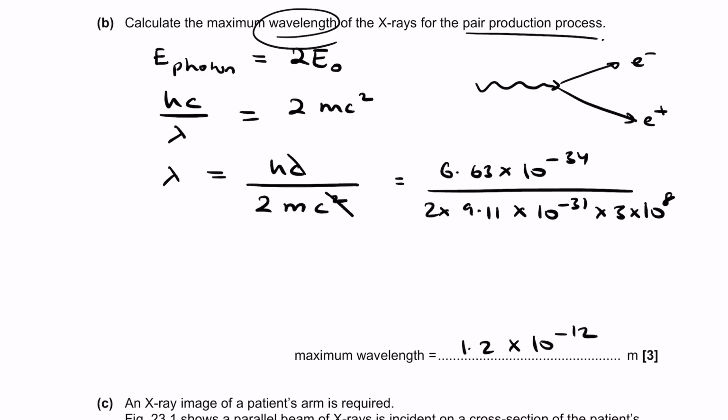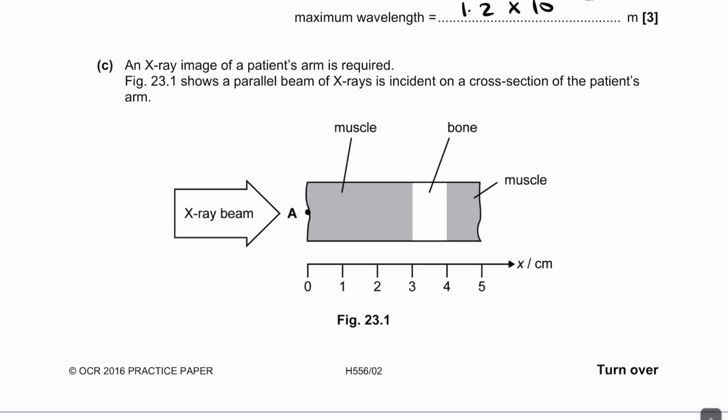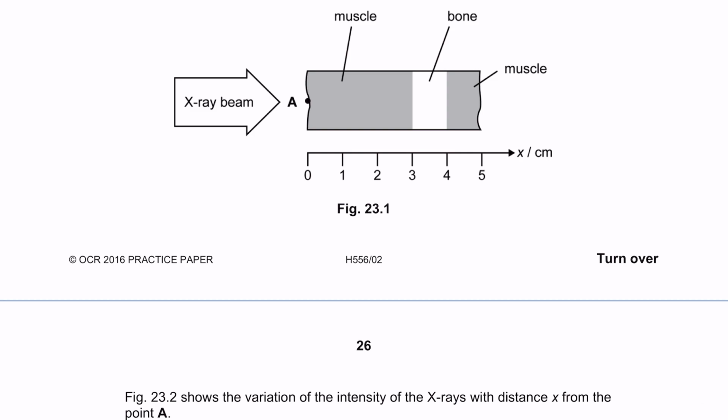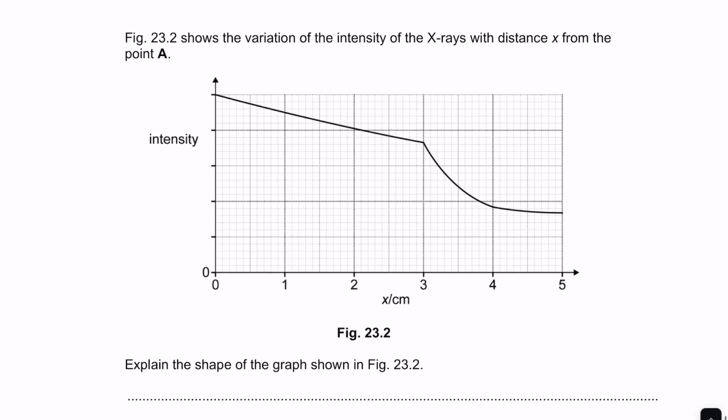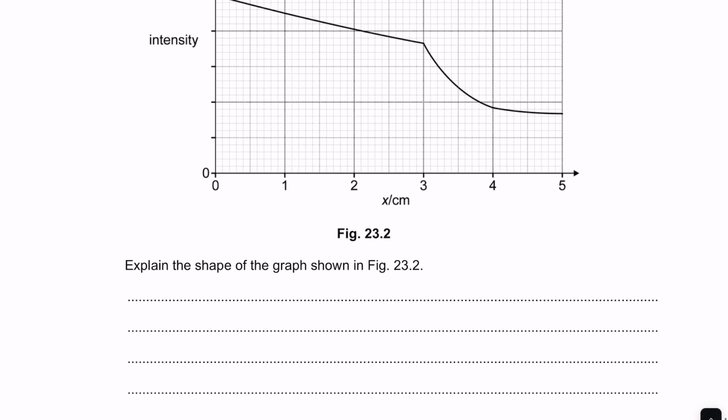For question C, it says an X-ray image of a patient's arm is required. Figure 23.1 shows a parallel beam of X-rays incident on a cross-section of a patient's arm. Then we are given a graph which is intensity versus the distance x from point A, and we need to explain the shape of this graph. So this is rather simple.